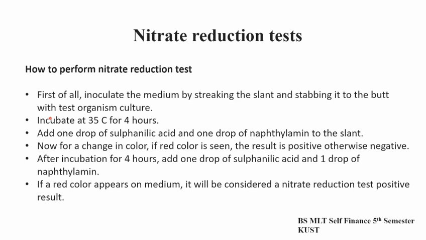First of all, inoculate the media by streaking the slant and stabbing it to the butt with the test organism culture. Incubate at 35 degrees centigrade for 4 hours. Add 1 drop of sulfanilic acid and 1 drop of alpha naphthylamine to the slant. Now for a change in color, if red color is seen, the result is positive. Otherwise, the result is negative. If a red color appears on the medium, the nitrate reduction test is considered positive.